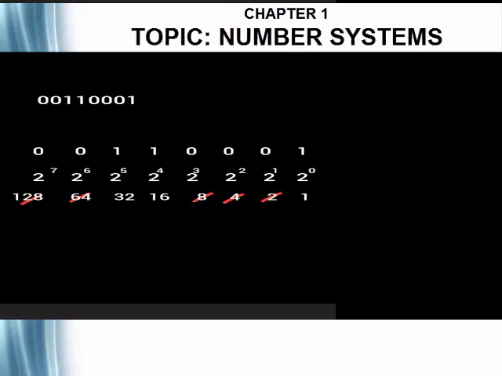So if we add 32 plus 16 plus 1, it will be 49, which is the decimal equivalent of this binary number.